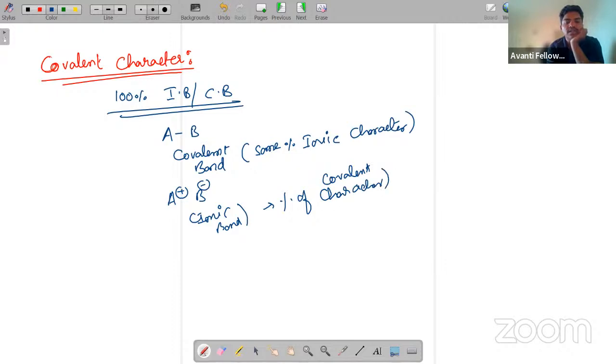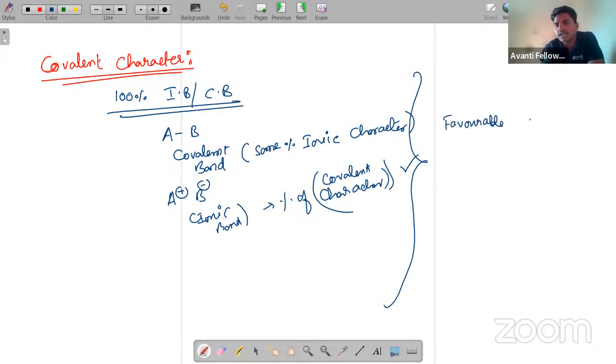So how this covalent character is decided and how important it is from the examination point of view, today we are going to learn about it. Let's see what the favorable conditions are. Very most important, favorable conditions.